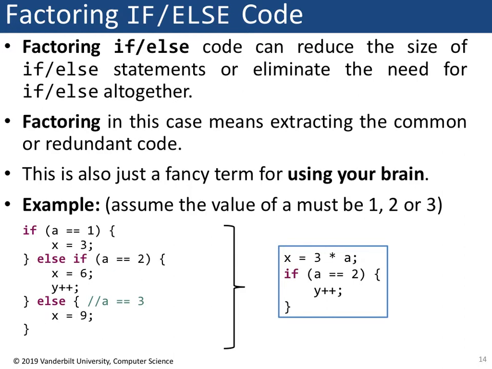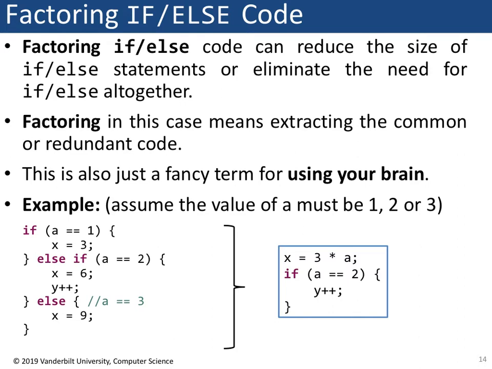So if we multiply a times 3 while a is equal to 1, we get the result 3. A times 3 when a is equal to 2, we'll get the result 6. And a times 3 when a is equal to 3, we'll get the result 9. So once we realize what we're actually trying to do, we can factor that out and remove it altogether, and we can simply write the expression x equals 3 times a, right? So now we have a much more compact and readable as well as transparent statement that achieves the same functionality.